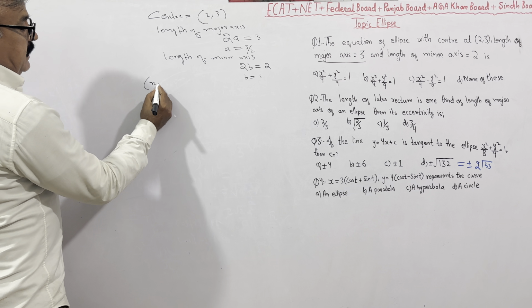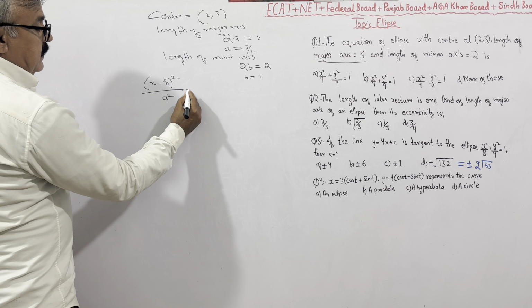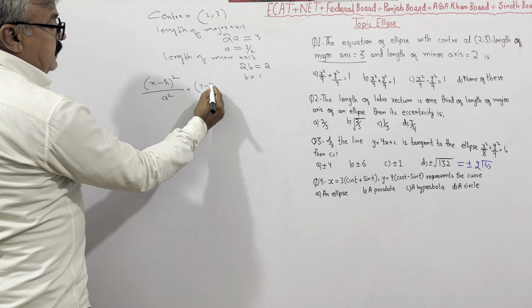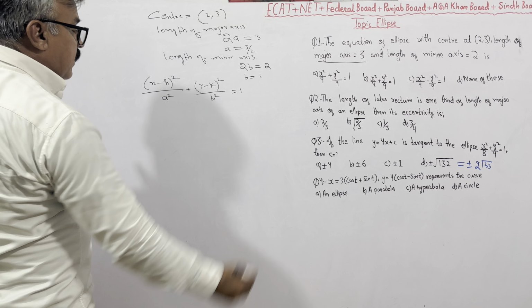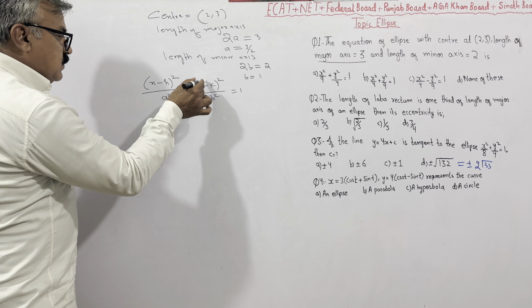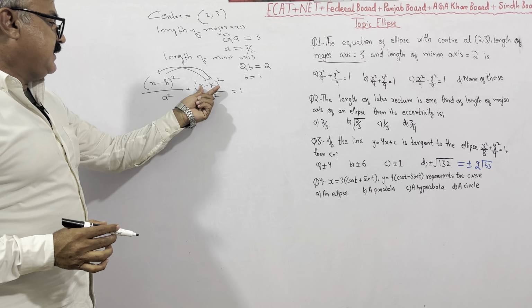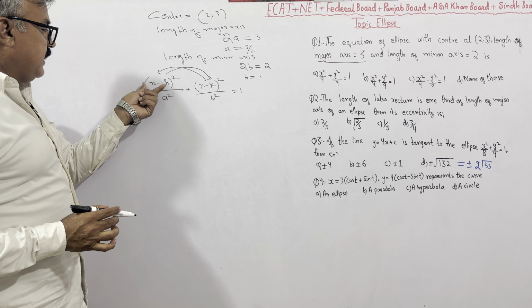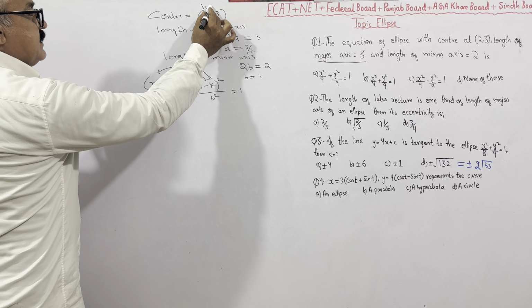Our equation is to be (x minus h) whole square over a square plus (y minus k) whole square over b square. If you want to change, take the major axis along the y-axis, these two quantities will be shifted only, nothing else. (y minus k) square instead of (x minus h) square, (x minus h) square instead of (y minus k) square, nothing else. That's our value of h, k, the center. That's the value of a, that's the value of b. Put and get the answer.